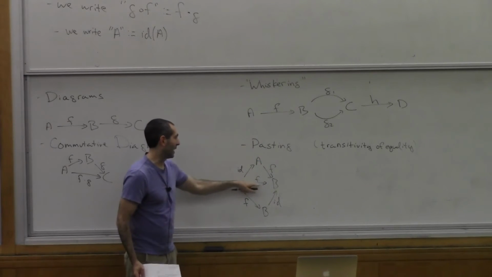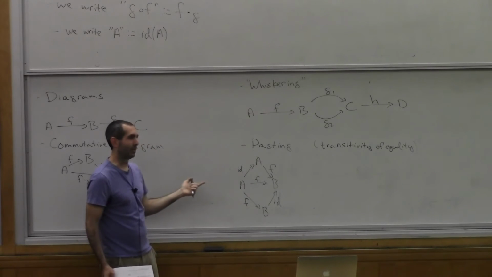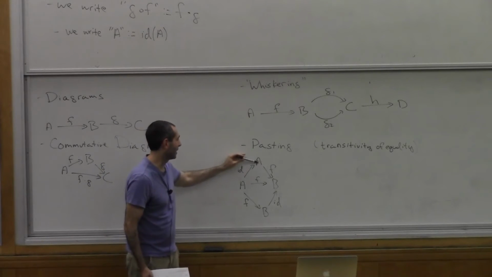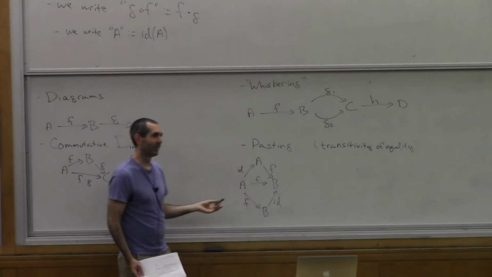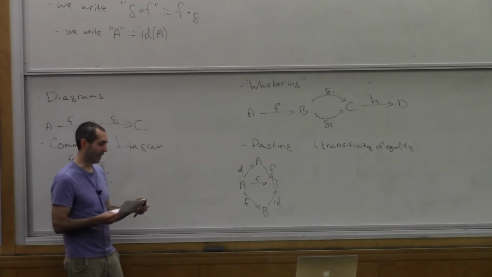But now they share this common edge, F, so we paste the two diagrams together, and now we get a new piece of information, which is not surprising, but it's telling us that the identity on A followed by F is equal to F followed by the identity on B. Right? So we can take diagrams and paste them together.